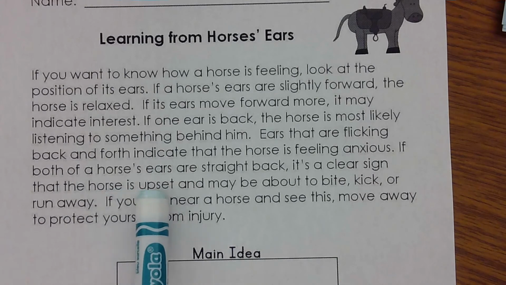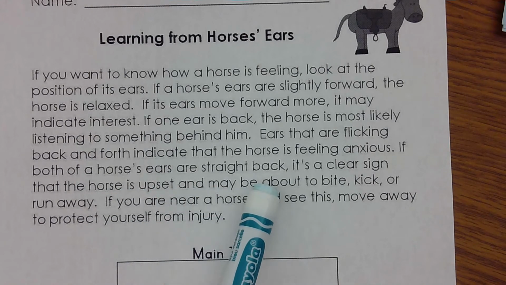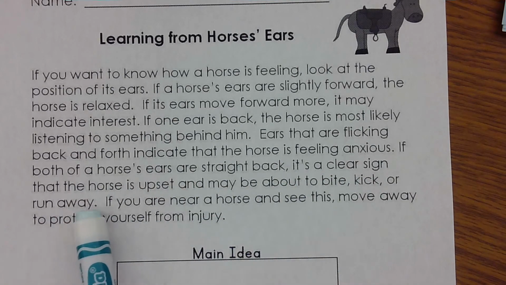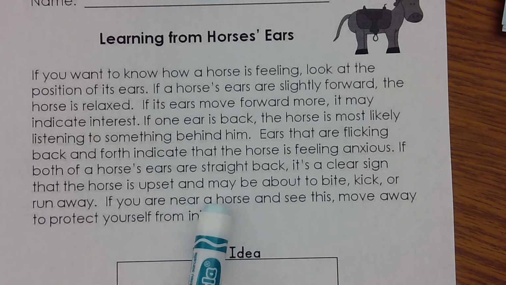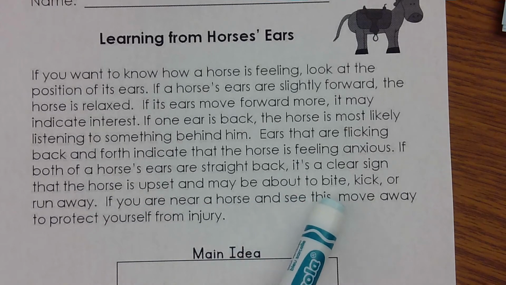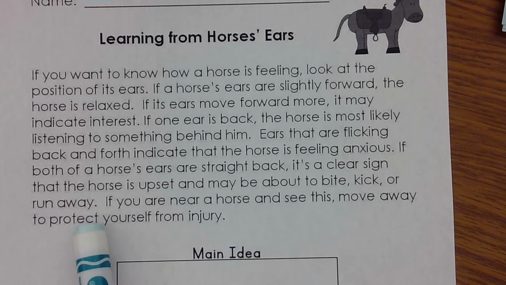If both of the horse's ears are straight back, it's a clear sign that the horse is upset and may be about to bite, kick, or run away. If you are near a horse and see this, move away to protect yourself from injury. All right, so what did we hear a lot about in this passage?